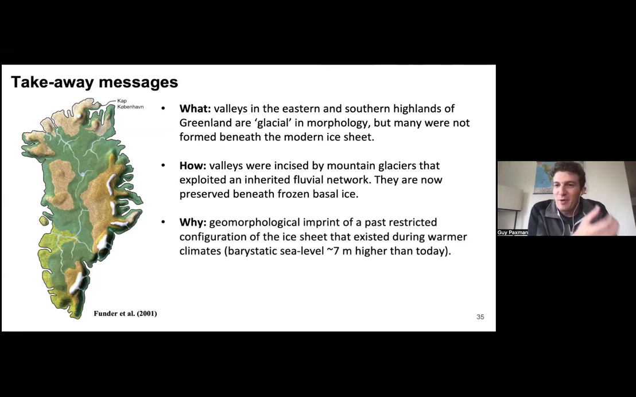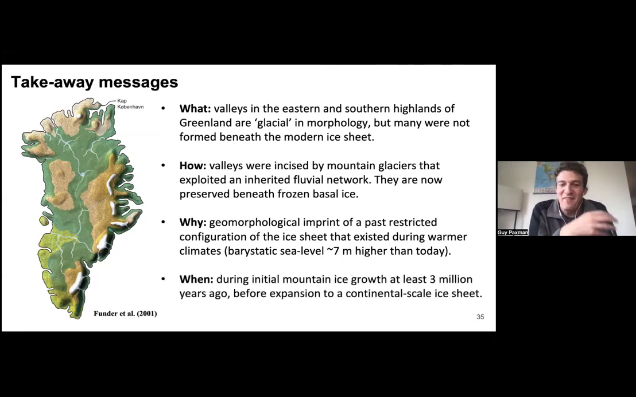I think it's most likely that these features are the geomorphological remnant of a past, or more than one past, restricted configuration of the ice sheet that existed during warm climates of the past, which must have been warmer than today. And at this time, whenever it was, the barystatic sea level contribution of Greenland must have been about 7 meters higher than today. There was only a relatively small amount of ice present in Greenland when these landscapes were being formed.